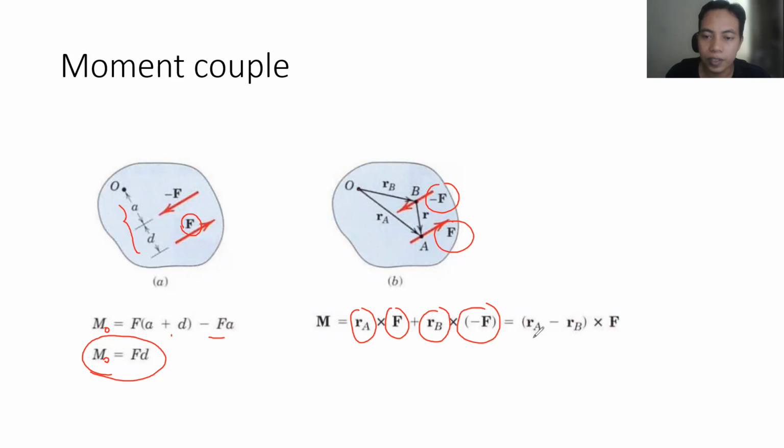So we can see here that the moment couple as a vector can be obtained as the difference between the positions of points A and B, or the relative position, times the force itself.